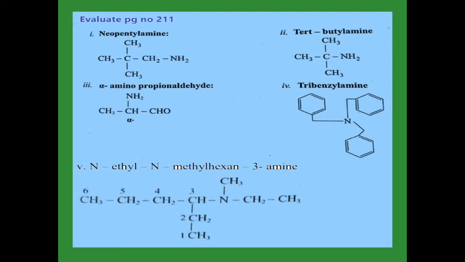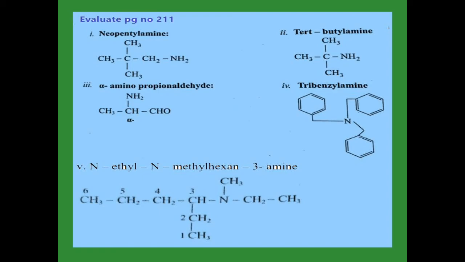The next one, alpha amino propionaldehyde. Aldehyde means CHO. Here aldehyde is the functional group. The nearest carbon is called the alpha carbon. That alpha carbon containing an amine means it is alpha amine. See the diagram, which one is alpha here? The second carbon is the alpha carbon. Why is it called the alpha carbon? Aldehyde is the functional group, and the carbon nearest to the aldehyde is the alpha carbon, so it is alpha amino propionaldehyde.